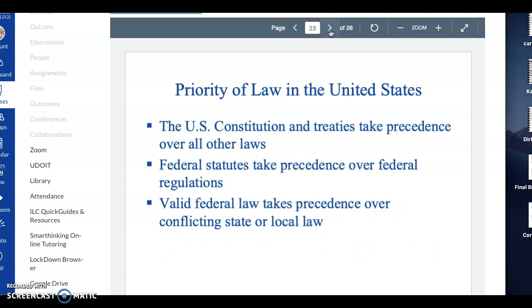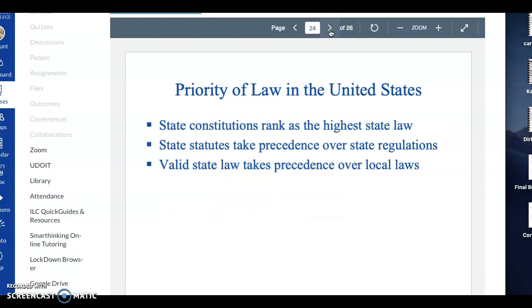The U.S. Constitution obviously takes precedence over everything. So if the U.S. Constitution has ruled on a matter, it's going to be the supreme law of the land, and then we drop down through that delineation. State constitutions rank the highest in the state. We must follow the state constitution, and then we can make determinations after that.